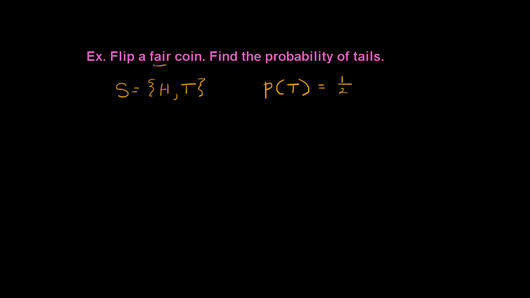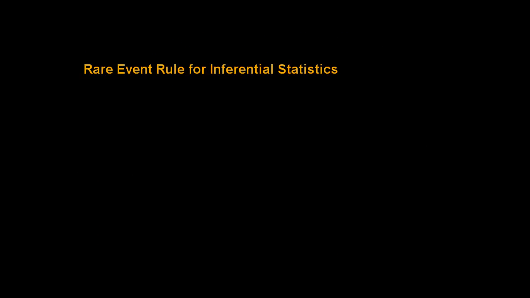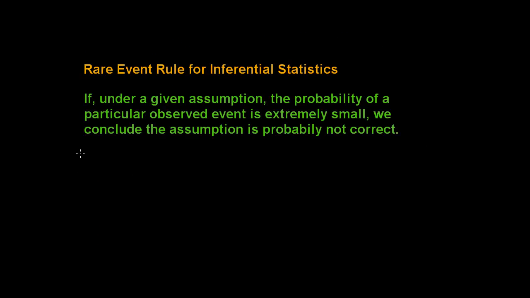Okay, we have one more definition in this video, and that is the rare event rule for inferential statistics. And it says, if, under a given assumption, the probability of a particular observed event is extremely small, we conclude the assumption is probably not correct.